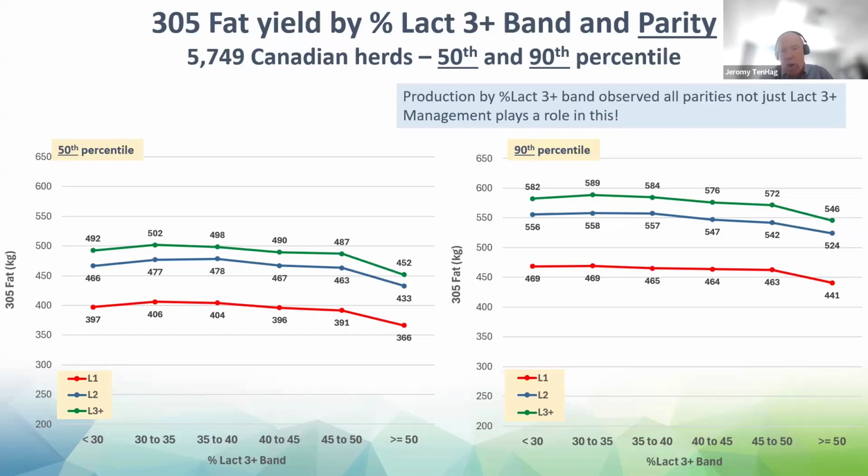It doesn't matter what parity you're in. There's a bit of a drop off in the youngest herds on the left-hand side of the graph, and there's a drop off on the right-hand side of the graph.